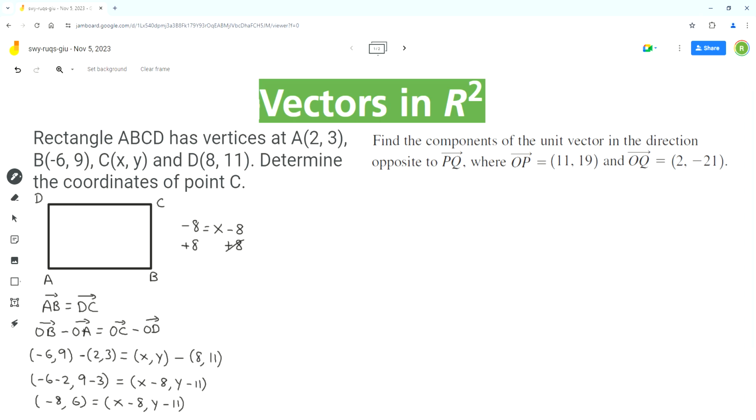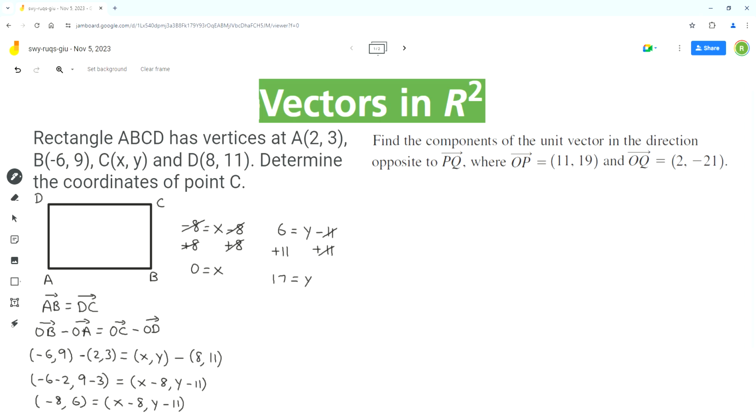So the 8 on both sides gets cancelled out. So we get x equals 0. Now we can write the equation for y. So we can isolate y by adding 11 on both sides. So we get y equals 17.